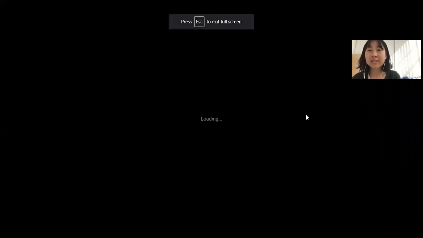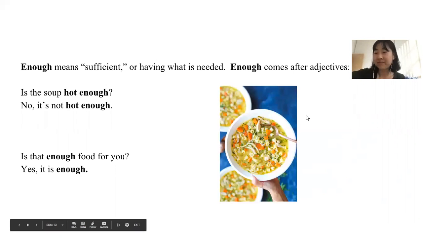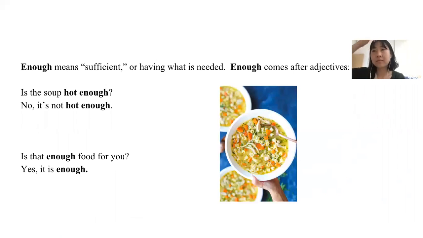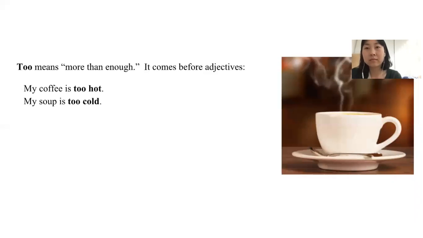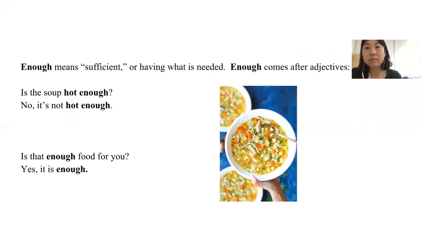There are two words that I want to review that we use a lot at restaurants or when we're talking about food. The two words are enough and too, T-O-O. Enough means that something is sufficient, or you have enough of what you need. Enough usually comes after adjectives. So the waiter or waitress might ask you, if you had soup for example, is the soup hot enough? So is it the right level of heat for you?